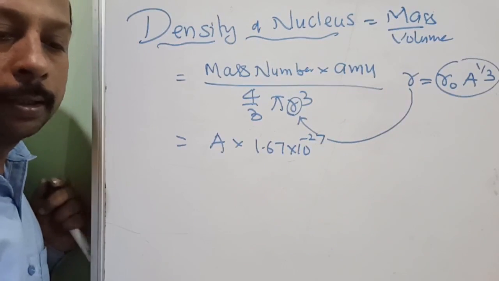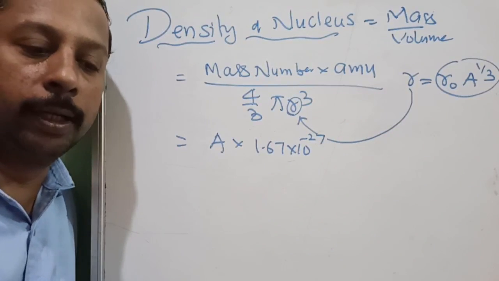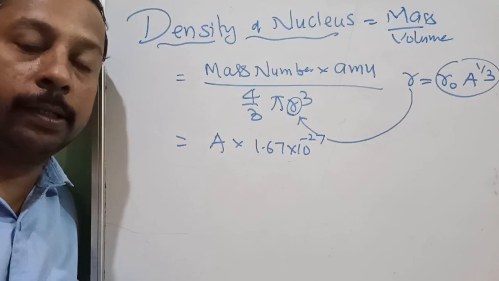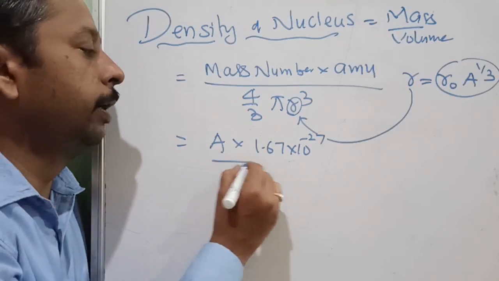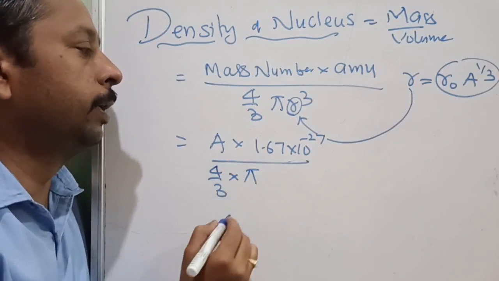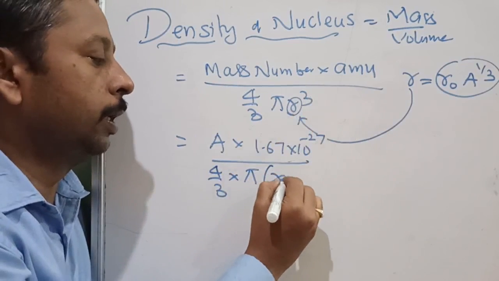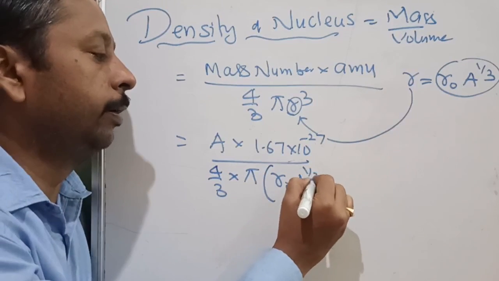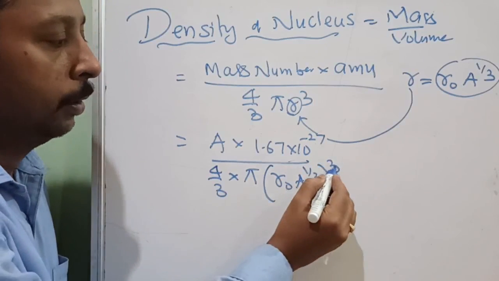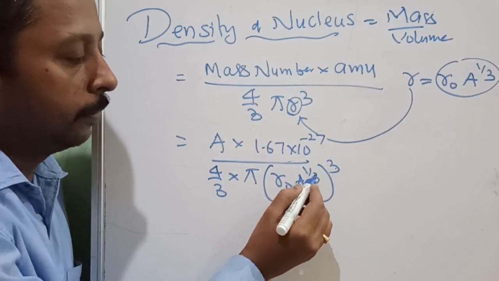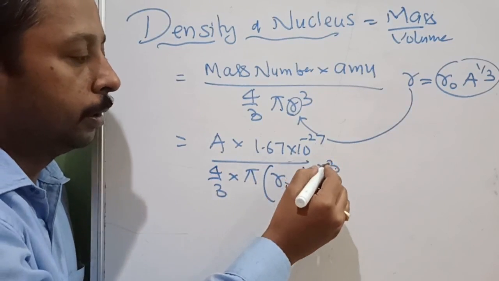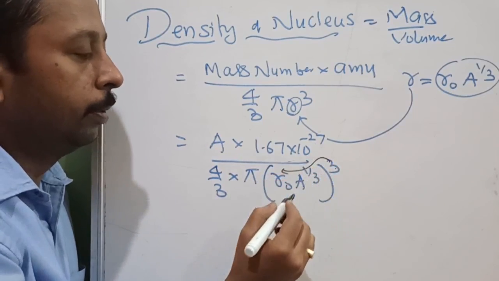Okay. What is this? 1 AMU is equal to 1.67 into 10 to the power of minus 27 kg. Now divided by 4 by 3 will be as it is, pi will be as it is. In this place r0 to the power of a by 3, a to the power of 1 by 3 to the power of 3. Okay. So this 3 will cancel this. After this a lot of things are happening. All this is going to be here, that will not be cancelled.